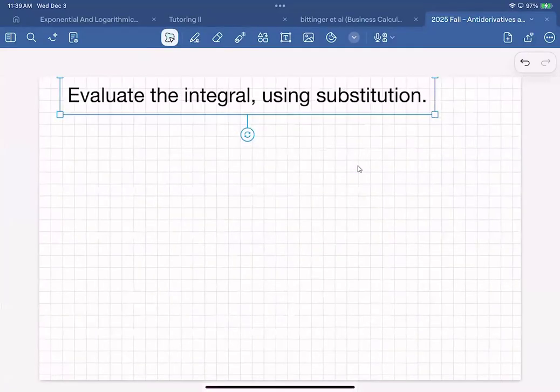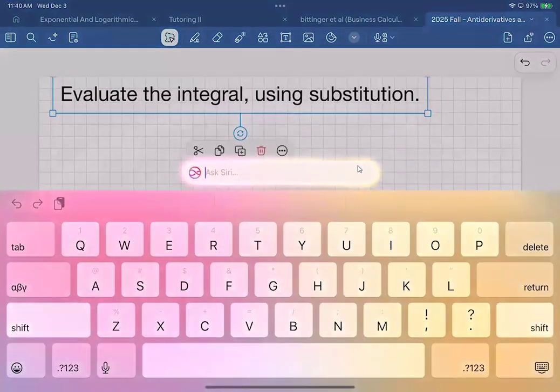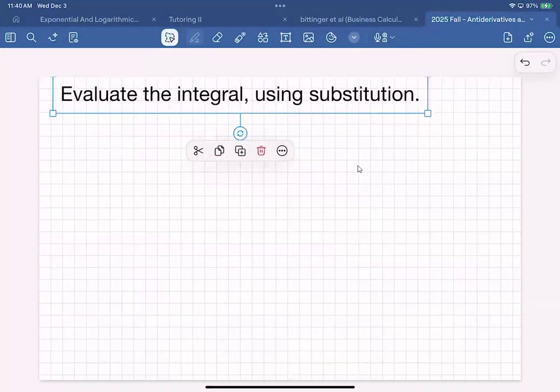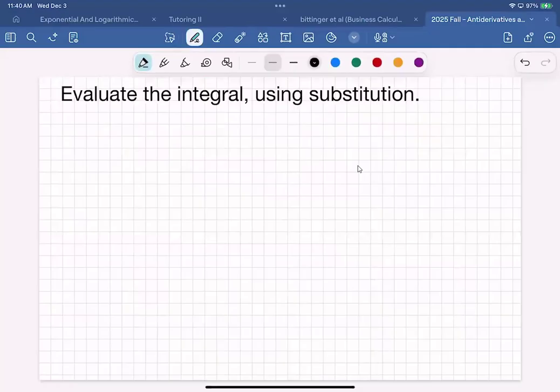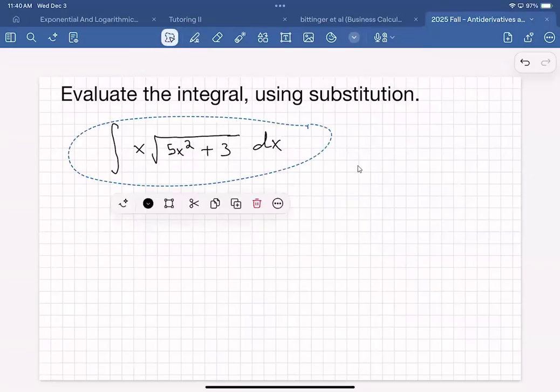Now, as I mentioned, those were nice because the substitution was pretty clear. Like, hey, that's exactly what I was looking for. Let's look at one that may not be as direct. Go ahead and do one of the radicals too. Just make sure we have that example.